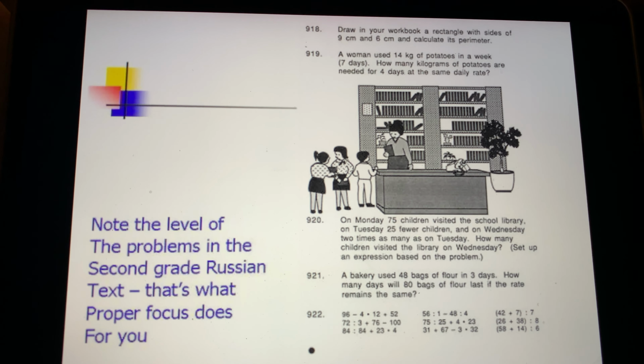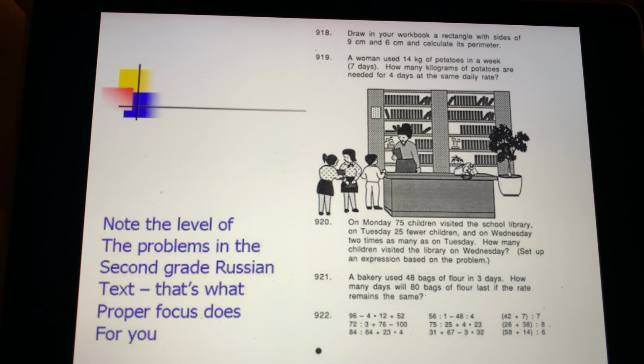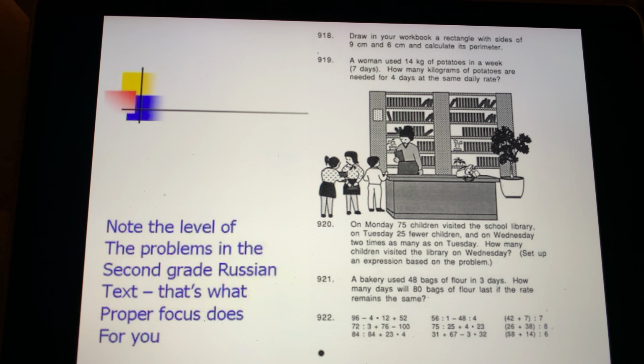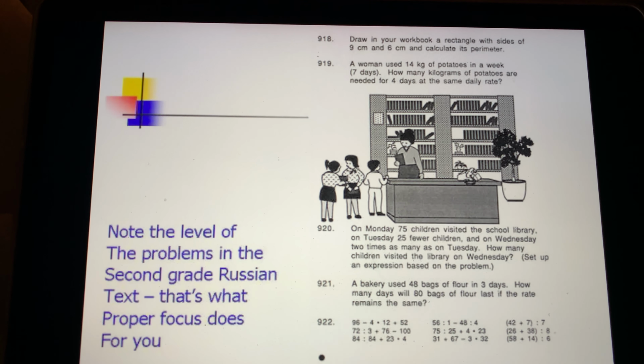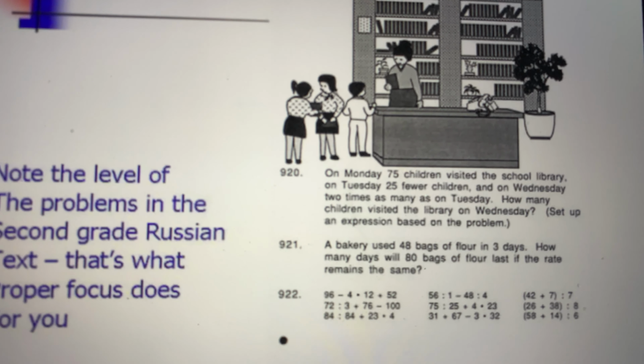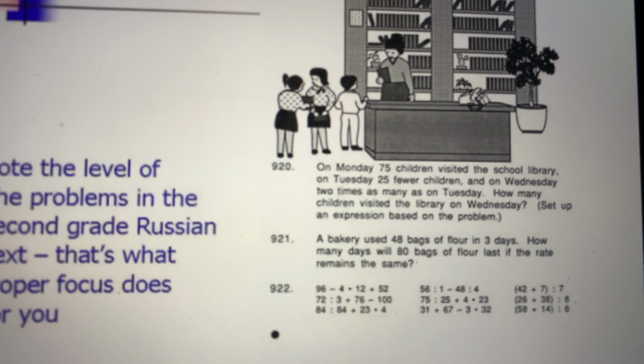2 or 3 pages further on from that last lesson, here are some typical problems that I thought you might like. And this, I emphasize, is toward the end of the 2nd grade text in the Russian curriculum. So let's look at one of these problems. A bakery used 48 bags of flour in 3 days. How many days will 80 bags of flour last if the rate remains the same? What would our 6th grade kids do with that problem? So Bill says 2 years. It's way more than that.